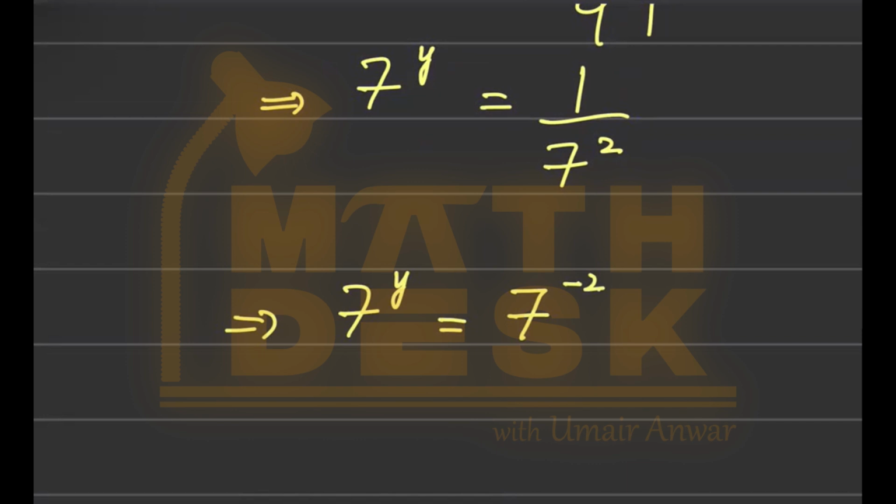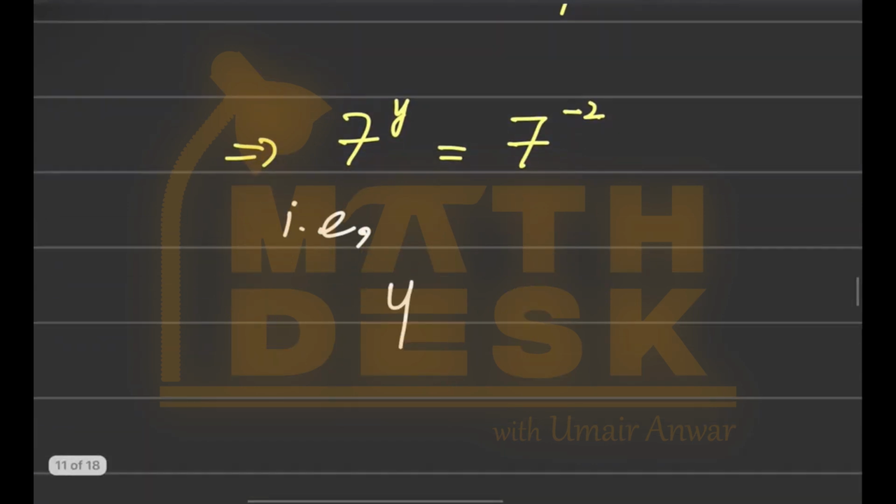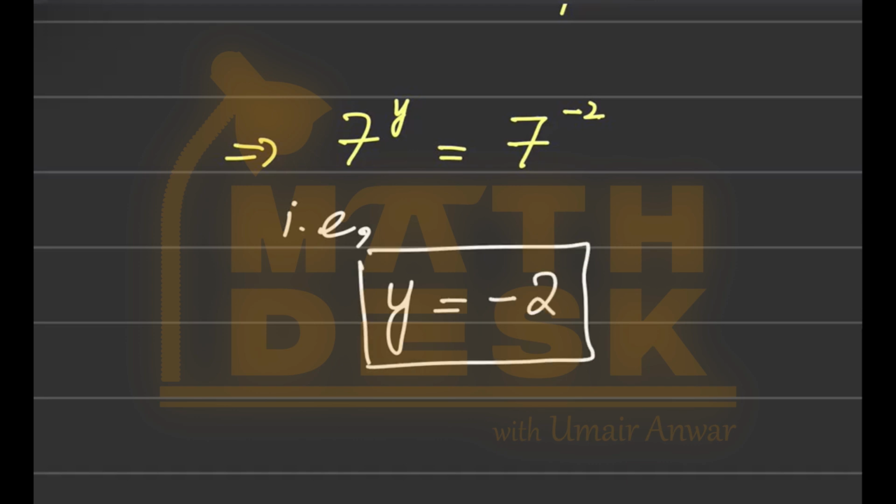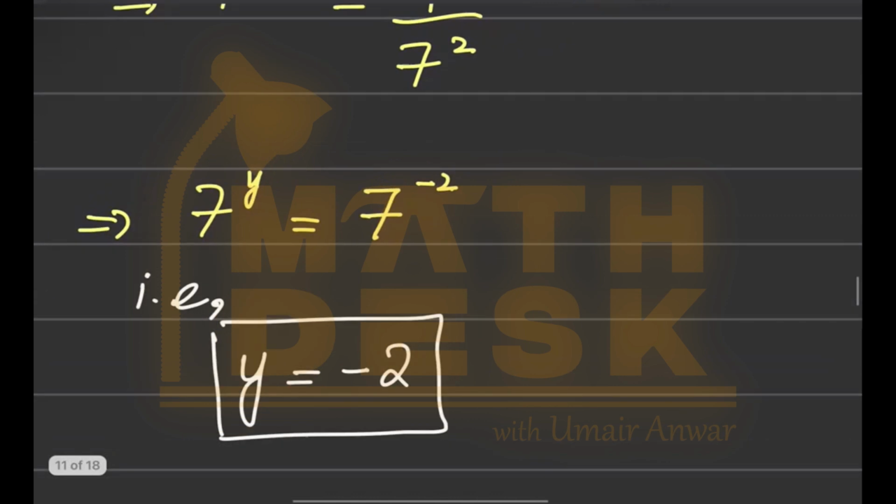Again, we have the same situation. We have same bases on both sides of an equation and they are equal. So their indices should also be equal to each other. So I'm again writing that the index of the left hand side, which is y, should be equal to the index on the right hand side, which is -2. So the value of y is going to be -2 over here.